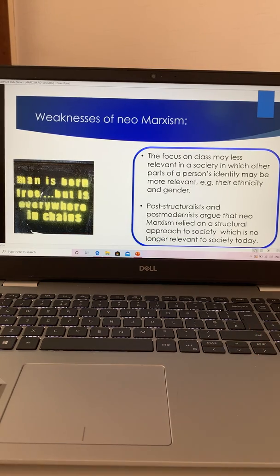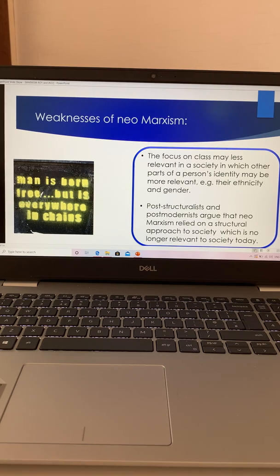But a weakness is the focus on class may be less relevant now. Maybe we do need to focus a bit more on ethnicity and gender and how that has more of an impact. Are we still in a class society? Well, we've got working class, middle class, upper class, or is it blending? Are people changing their class? So is it still important?